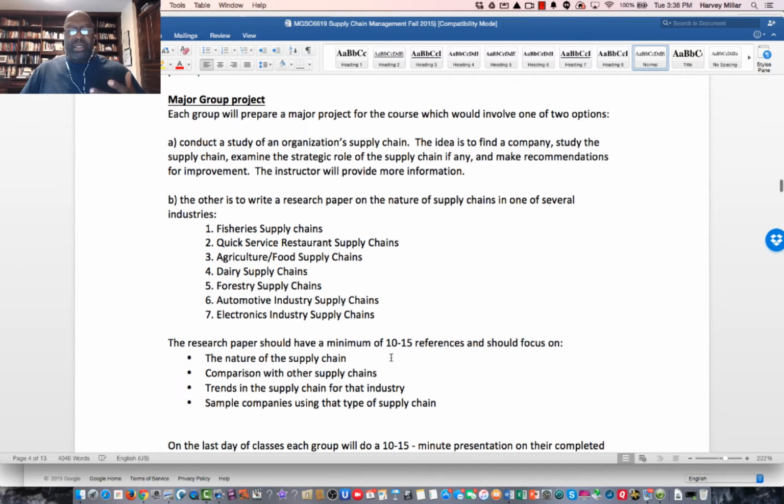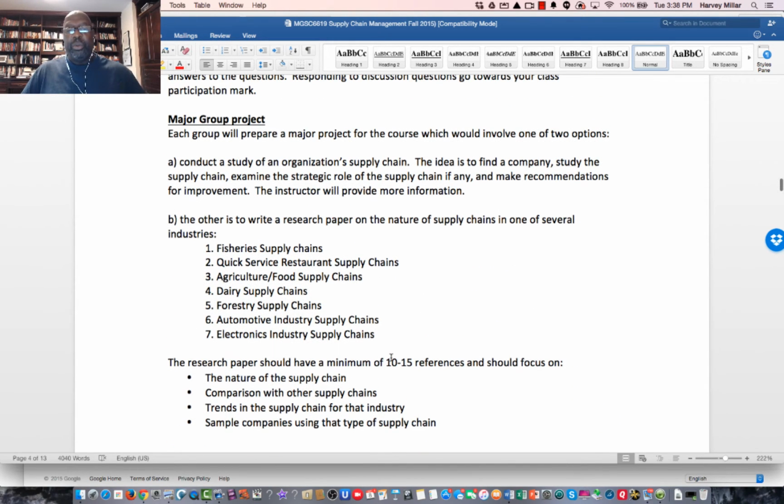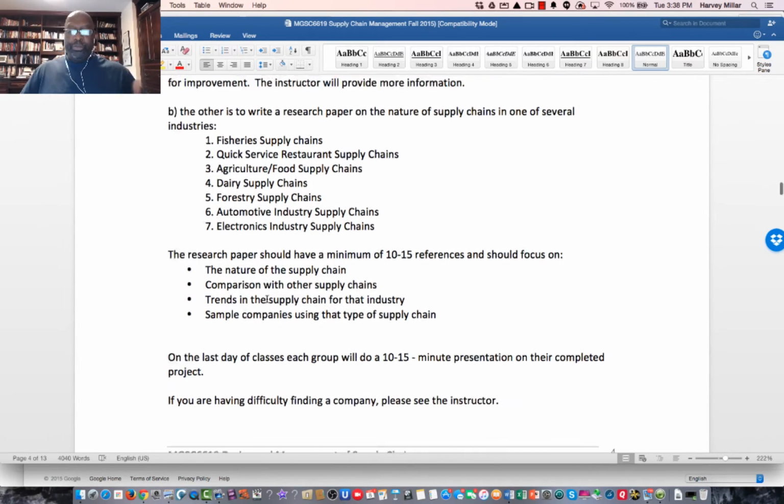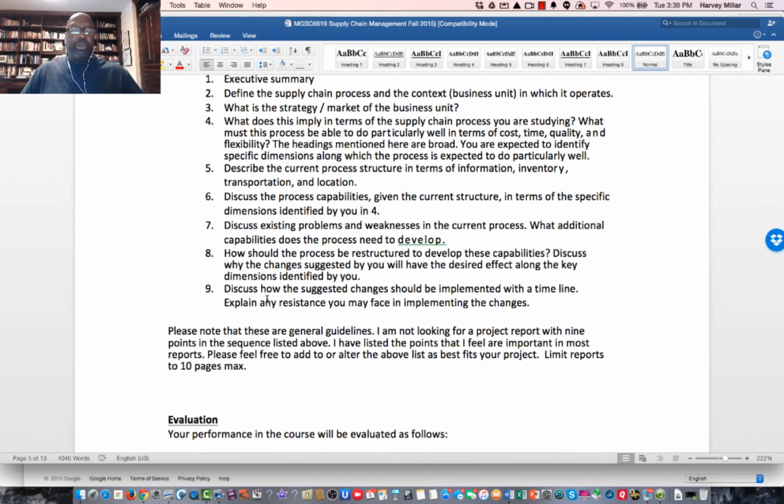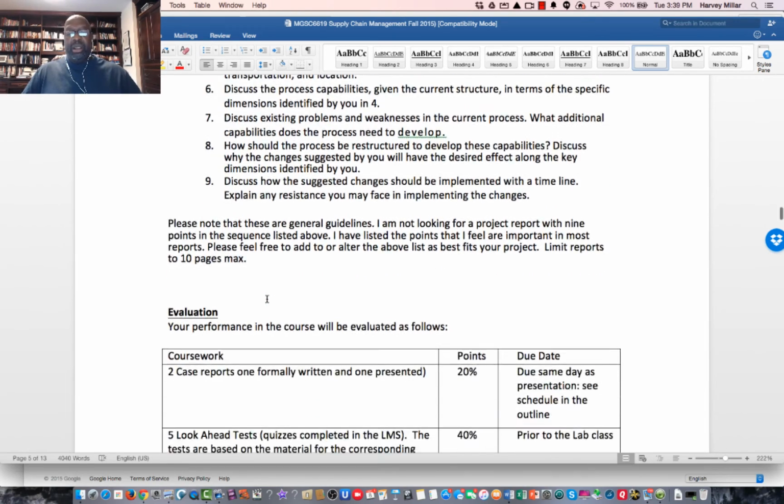The course outline has a fair amount of information, so please take the time to read it. With the group project, these are just possible topics. You could actually come up with your own. Fishery supply chains, quick service restaurant supply chains, agriculture food supply chains, dairy supply chains. These are types of supply chains that you could write a research paper on, or do the project that I was telling you about, trying to make recommendations to improve supply chain performance in a particular company.